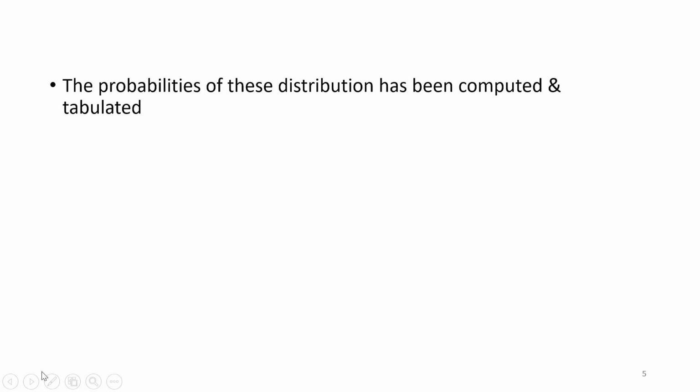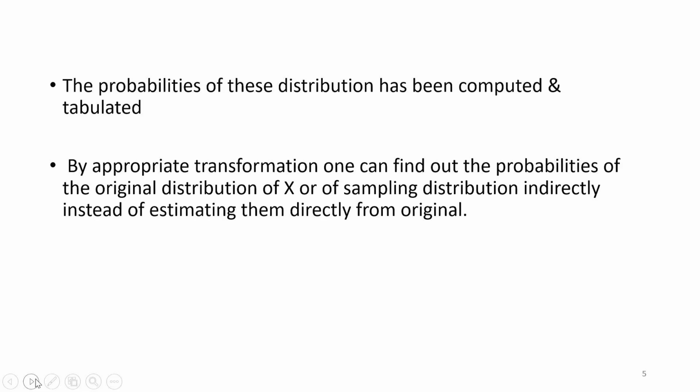The probabilities of this distribution have been computed and tabulated. By appropriate transformation, one can find out the probabilities of the original distribution of x or sampling distribution indirectly, instead of estimating them directly from the original.